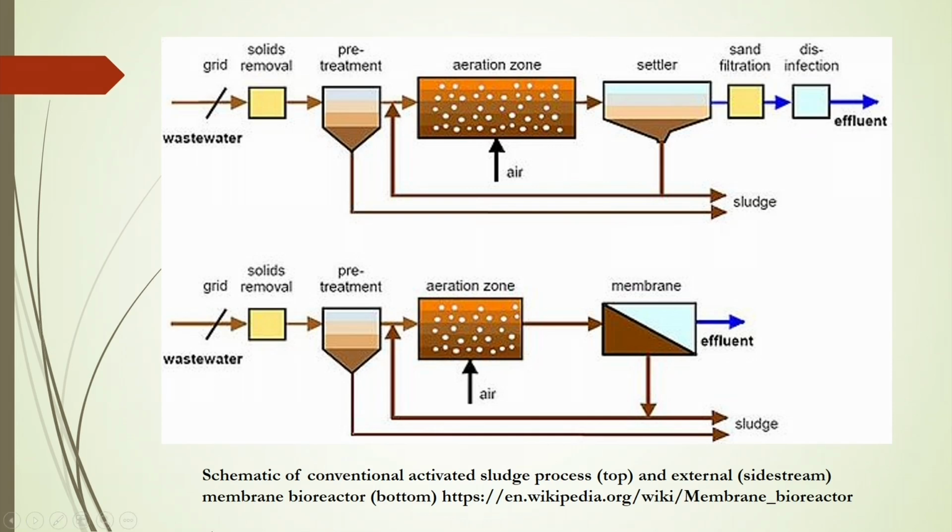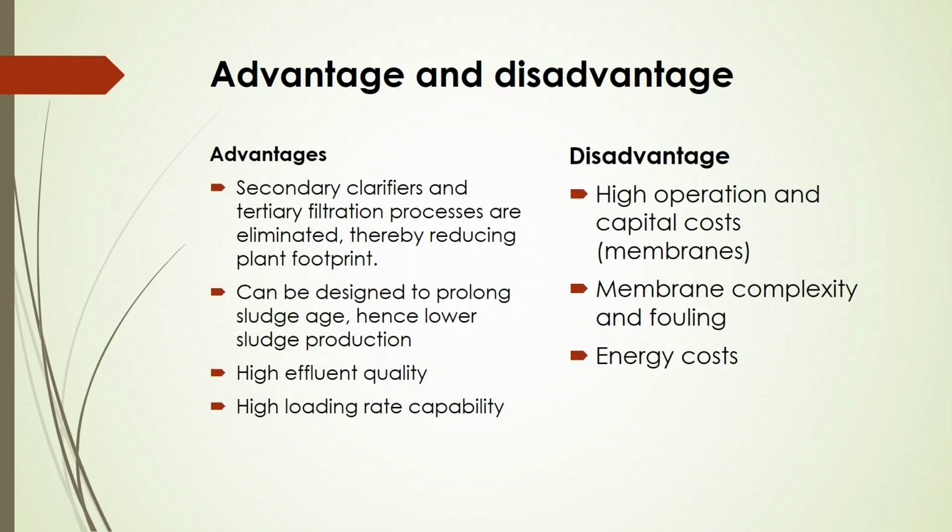In the case of external side streams, the process is given by the membrane process. After the aeration zone, you separate all those very fine particles and even microorganisms by this membrane, instead of the conventional process that uses sand filtration or disinfection for microorganism separation. So, instead of disinfection and sand filtration, it is replaced by this membrane to get the effluent after separation.